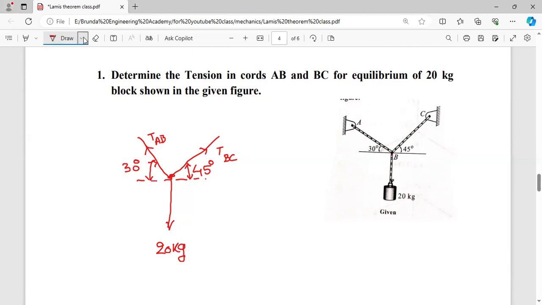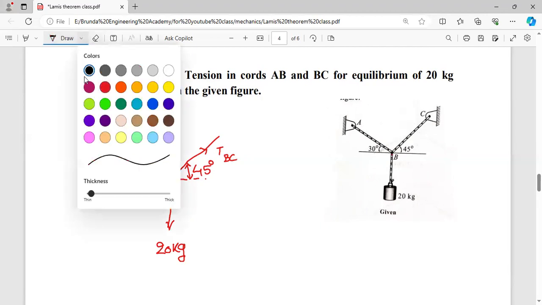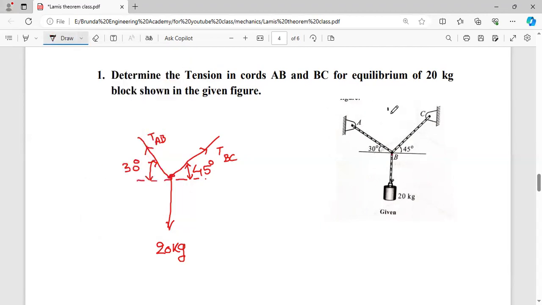So it is the free body diagram, the procedure of the free body diagram. That means eliminate the support. We are eliminating this support and this support. Indicate the actions. Actions means self weight of the body. Here 20 kgs, it is the action. And reactions. Reactions means here tension will be acting TAB, tension will be acting TBC. Now find out the tension. Your target is you have to calculate tension in AB chord and tension in BC chord.